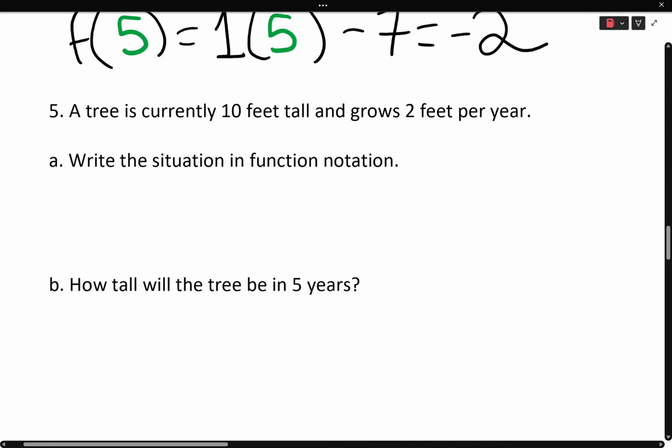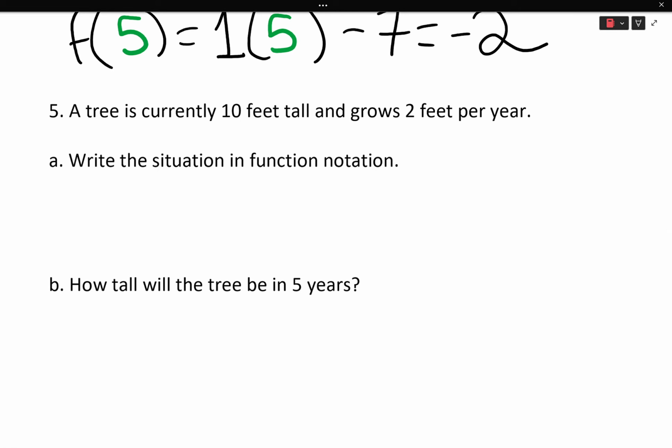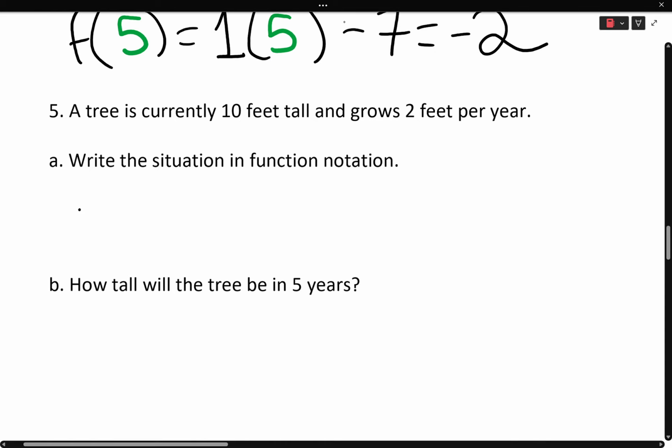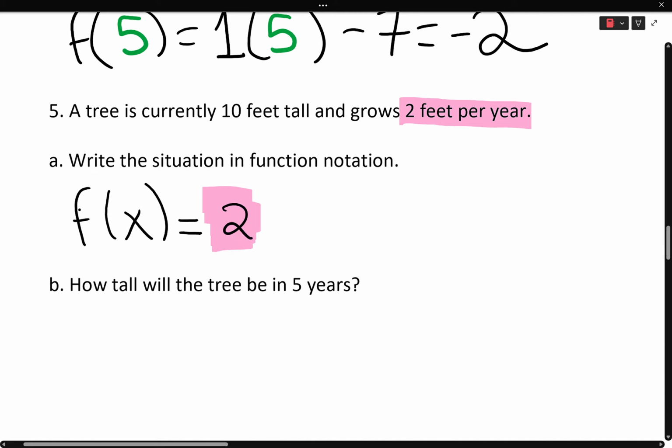Number 5. A tree is currently 10 feet tall and grows 2 feet per year. This is why changing the language of slope and average rate of change is so important. Because the tree growing doesn't necessarily have a slope, but it does have an average rate of change. What is changing? Well, the tree. It's growing. So our slope, our average rate of change, is 2. And in word problems, the y-intercept is called the starting point. So we're starting at 10 feet tall.